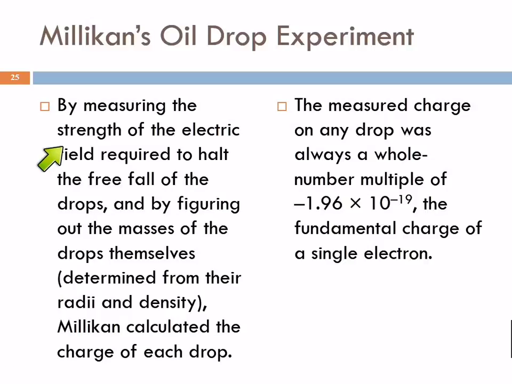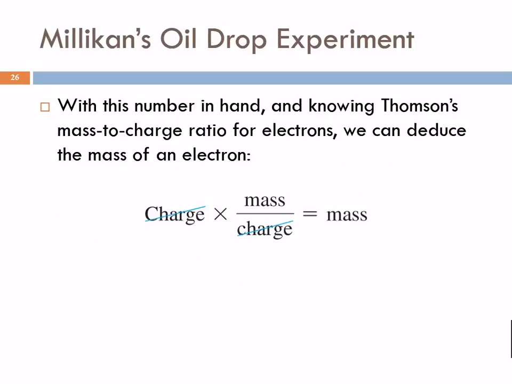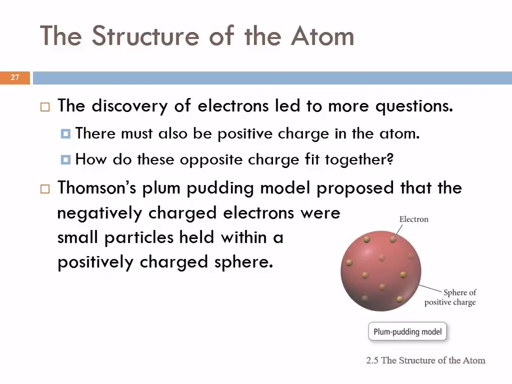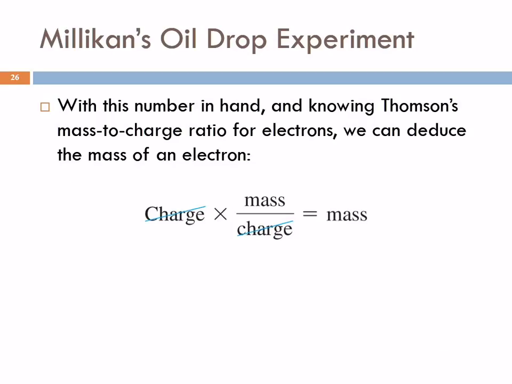So he measured the strength of the electric field that was needed to make the drops stop falling. And from that, he calculated the charge on each drop. And he found that the drops had different charges, but they were all multiples of this number, which he decided, and correctly, was the fundamental charge of a single electron. After that, and getting Thomson's charge to mass ratio, then he could find out what the mass of an electron was. Oh, I guess I was supposed to calculate that.